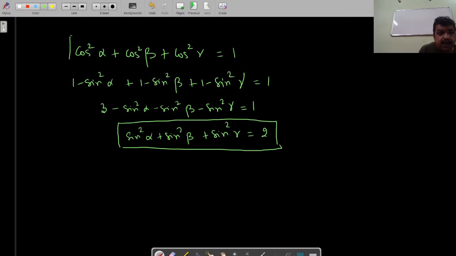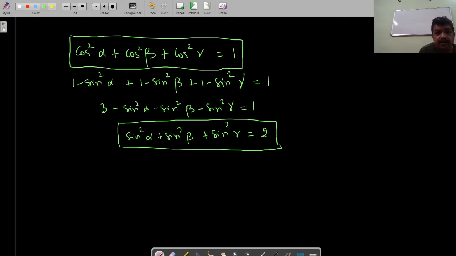So this is a simple derivation. If you practice it once on your own, all the steps will be clear. Okay, so these are the important results. So do practice this once on your own.